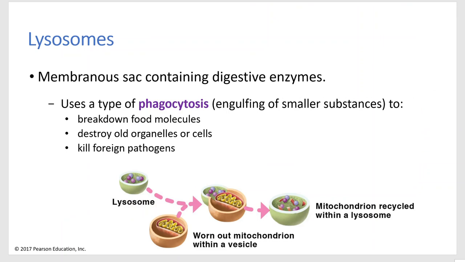Okay, the next one I want to talk about are your lysosomes, and this one is kind of my favorite. So the lysosomes are pretty wicked little guys. They're like little membranes, little vesicles almost. Okay, they're little round guys. And what they do is something called phagocytosis. I love phagocytosis. This is where they will actually engulf smaller structures or substances to dissolve them and break them down. So they can help you with breaking down food molecules. They can also destroy old organelles or cells. And they can kill foreign pathogens.